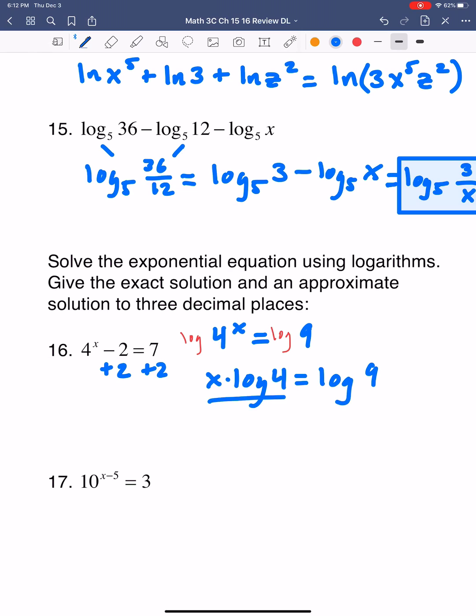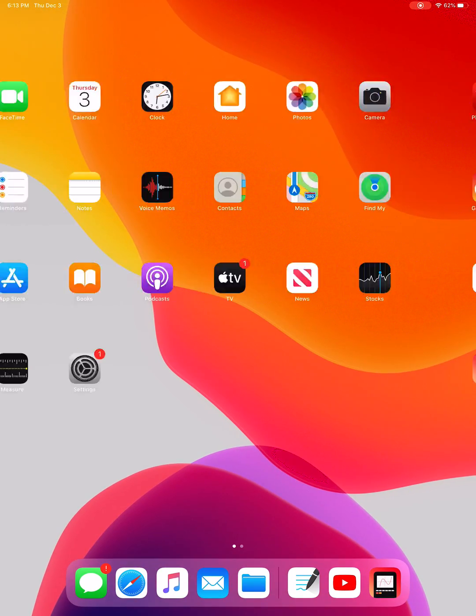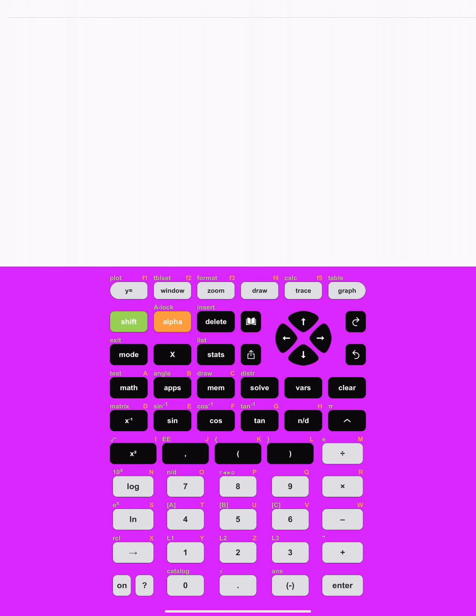And now I'll go ahead and divide both sides by log 4. And we're going to end up with x equals log 9 over log 4. We can go ahead and evaluate that. I'll pull up the graphing calculator here. That was log 9 divided by log 4. And we get 1.58.